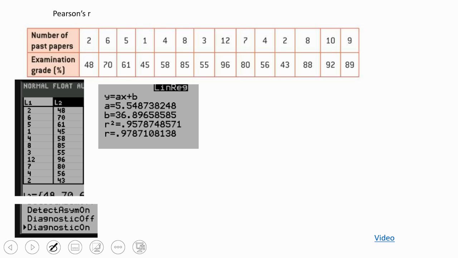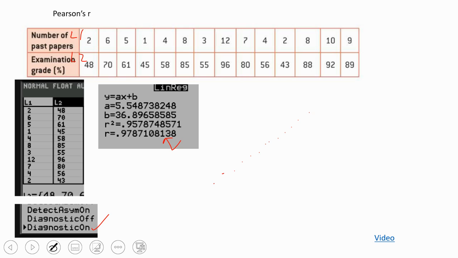Pearson's R, hopefully you know this one. Enter data in list 1 and list 2. Make sure your diagnostics are on. Do stat, tests, or calculate, linear regression. You get these numbers. The R value tells you strong positive correlation. That means the values are close together, increasing.